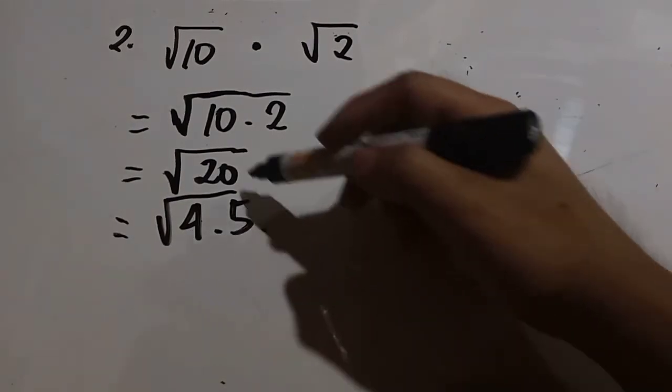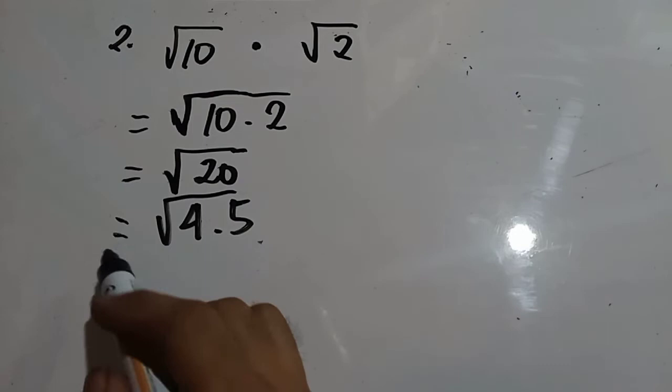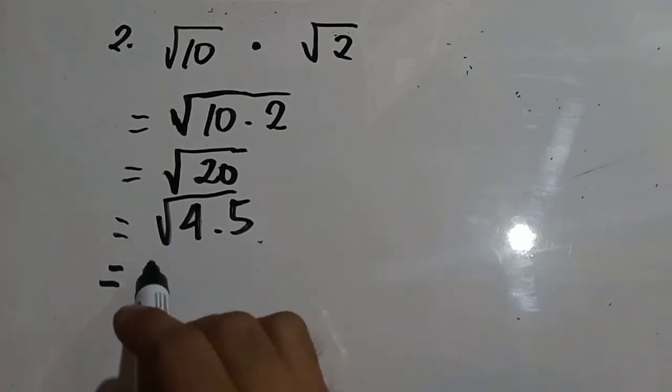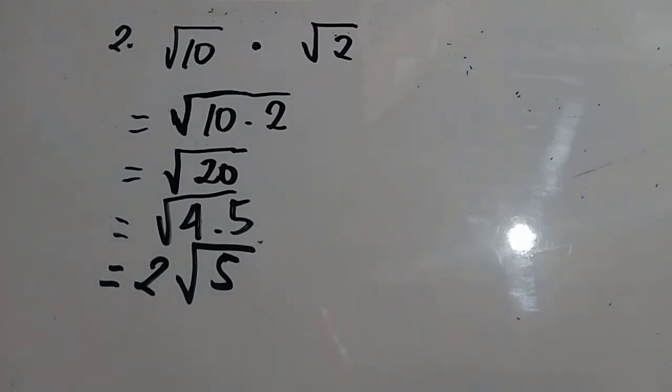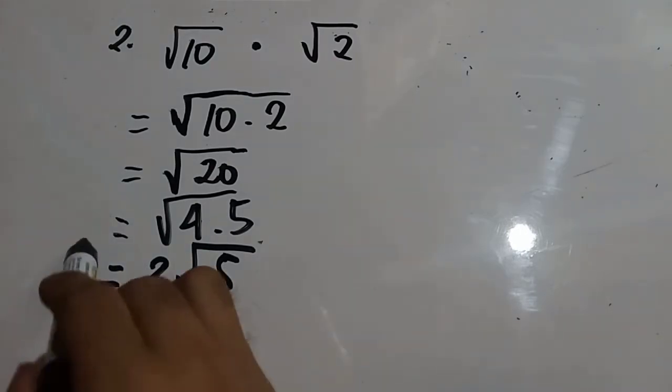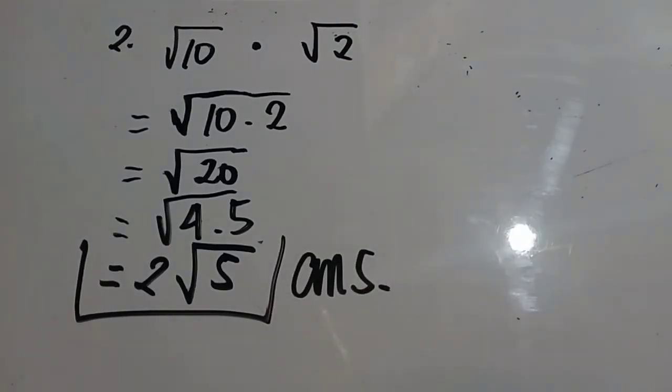Kasi 4 times 5, that is 20. Okay, square root of 4, that is what? Square root of 4, that is 2. Okay, 2 and remain the square root of 5. Nakuha! Is it our final answer? Yes, this is the final answer. I guess? Okay, number 3.